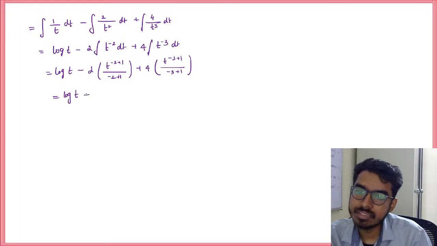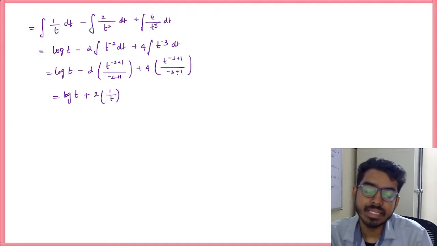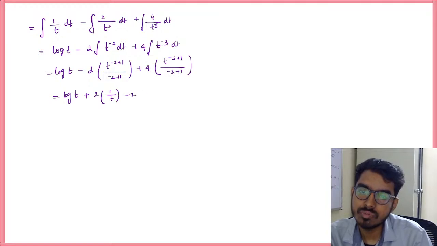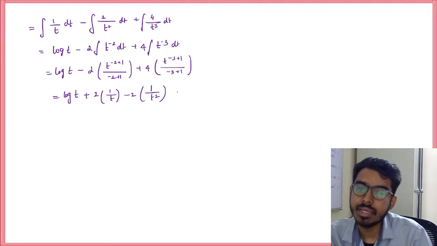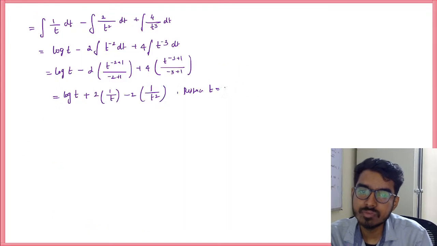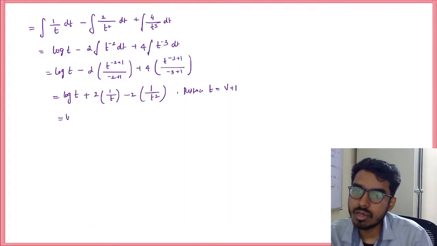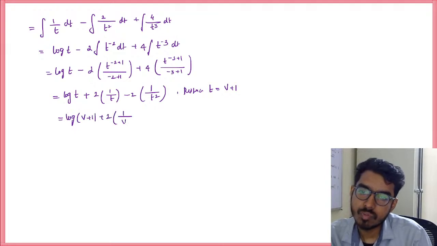Minus minus will get cancelled, so we will have plus 2 into 1 by t. Here we will have minus 2, right? 2 2s are 2, so we will have minus 2 to 1 by t square. So replace what we have assumed, t is v plus 1, right? Log of v plus 1, 2 by v plus 1, 2 times 1 by v plus 1 whole square.